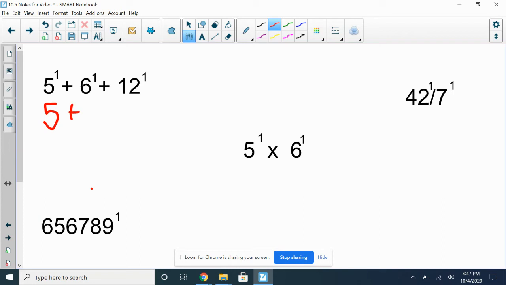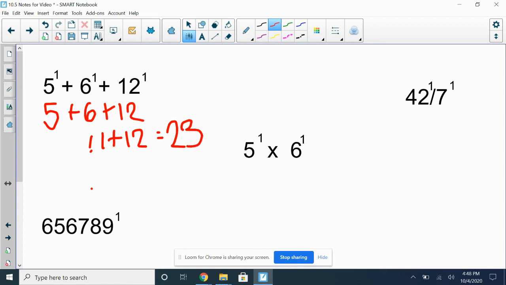Plus 6 to the power of 1. Anything to the power of 1, just itself. So 6. Plus 12 to the power of 1 is just 12. So 12, because anything to the power of 1 is itself. So then I'm just adding. 5 plus 6 is 11. 11 plus 12 gives me 23.